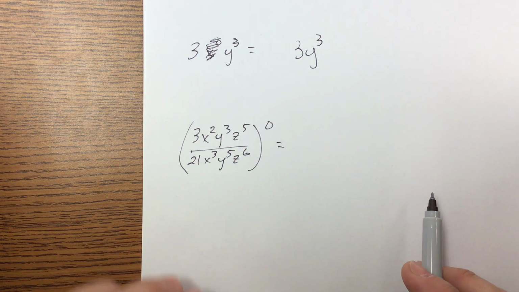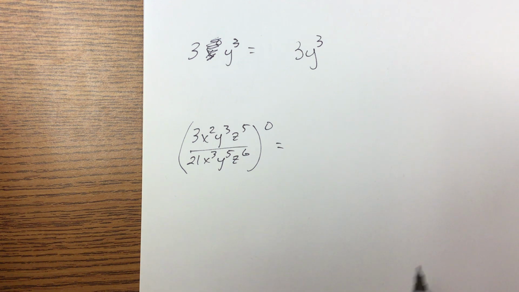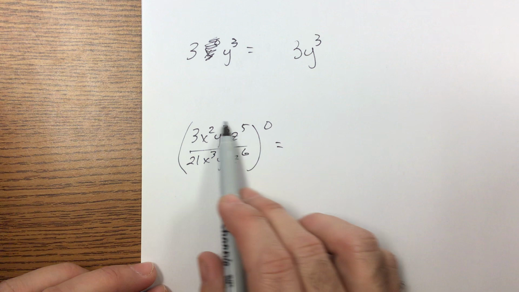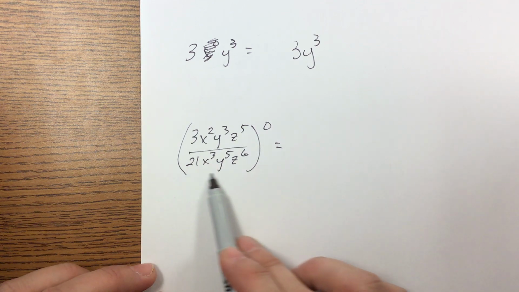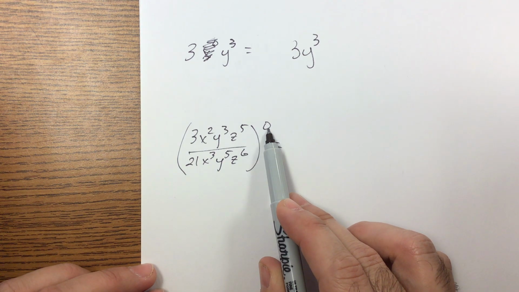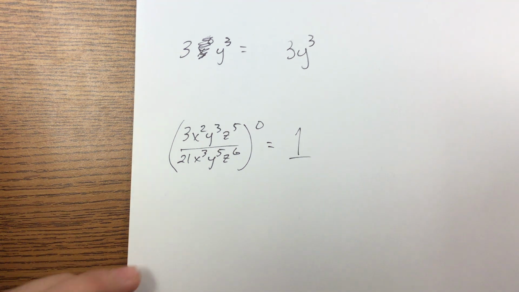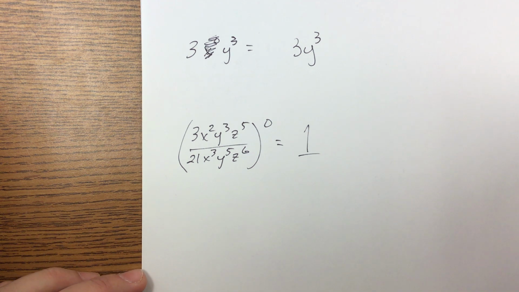Hey, look at this. I see a lot of people when this problem's on the test, they do all this work inside. Everything inside here is to the 0 power. So what's the answer? 1. The answer to that whole problem, just 1, because it's all to the 0 power.